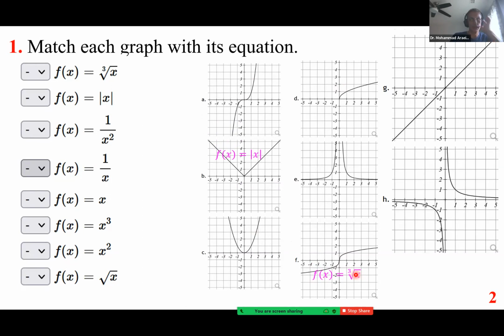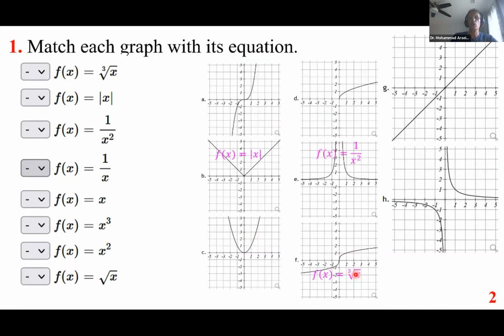Absolute value of x looks like a V shape. 1 over x squared. 1 over x. In essence, this part flips over and gets larger when we go to 1 over x squared. The negative portion flips over, the positive portion remains.